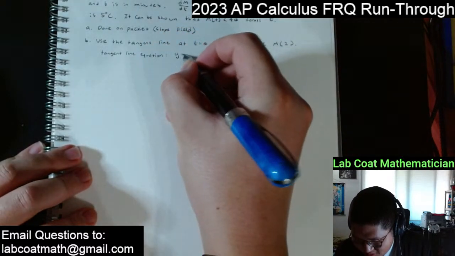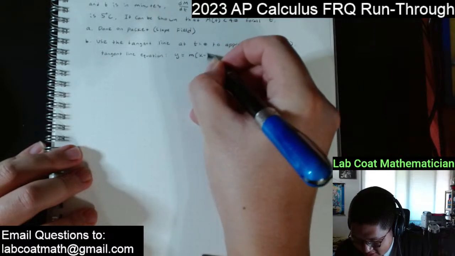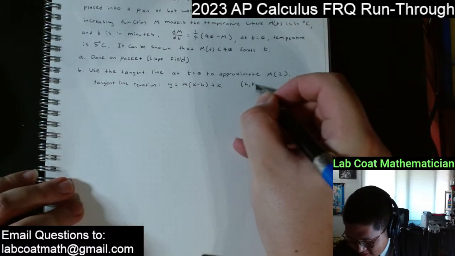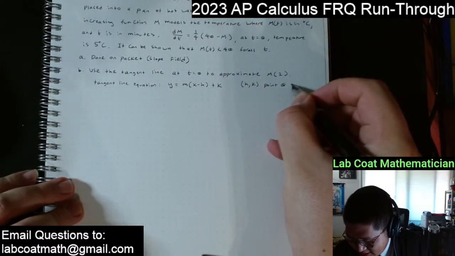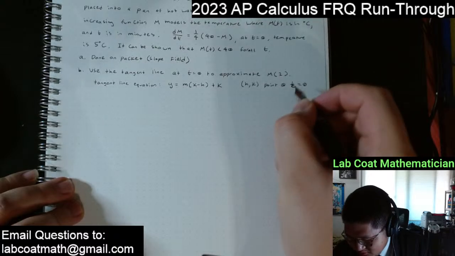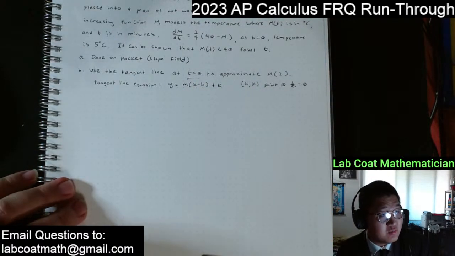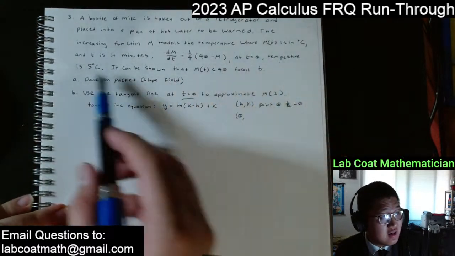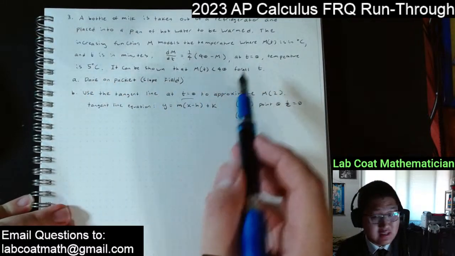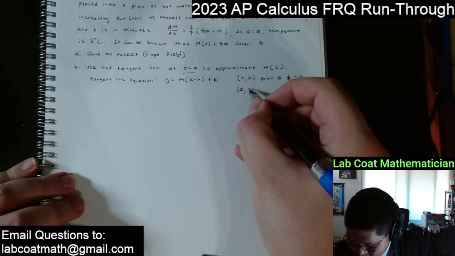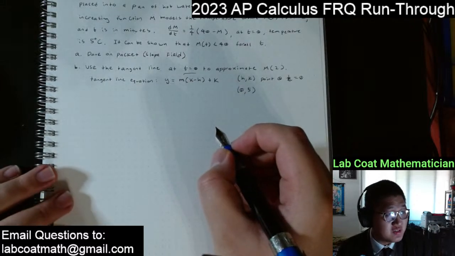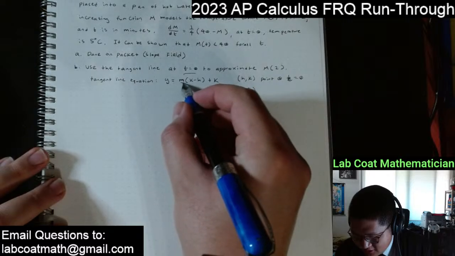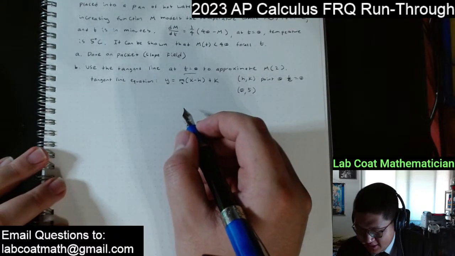The tangent line equation is y equals the slope times (x minus h) plus k, where the h comma k is the point. Here t is the variable, so we use the t equals 0 point as a starting point. The problem gave us that the temperature of the milk is 5 degrees Celsius at time equals 0, so the point is (0, 5). All we need to know now is what m is, the actual slope at that given time.